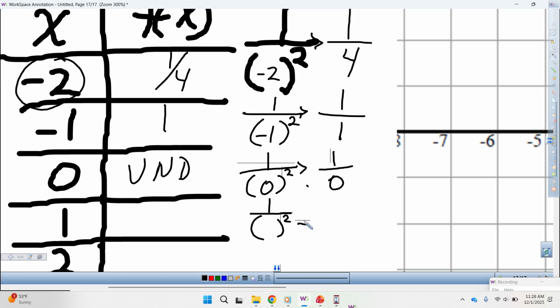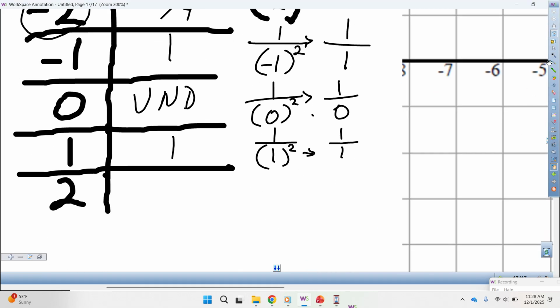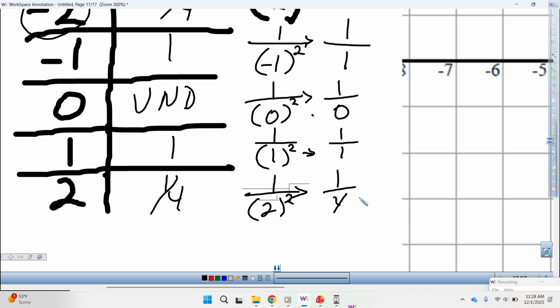Next, put a 1 underneath. 1 over 1 squared is 1. That's still 1. And last but not least, 1 over 2 squared. So this is 1/4. All right, let's graph that.